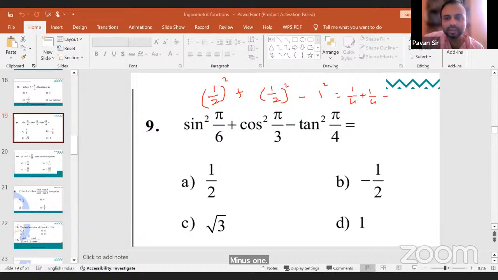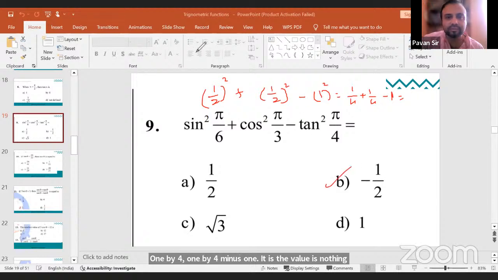Just wait for a minute. So minus 1. So what is the value here? 1 by 4, 1 by 4 minus 1. The value is nothing but minus half is the answer. Option B. Oh, wrong, wrong. 1 is wrong. Option D. Many of you have given the option D as the answer, wrong. 1 by 4 plus 1 by 4 is half. Half minus 1 is minus half.